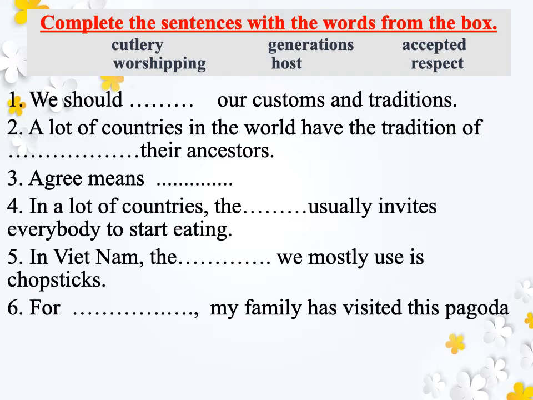5. Good. Cutlery. In Vietnam, the cutlery we mostly use is chopsticks. Last one is generations. For generations, my family has visited this pagoda. Good job, students!